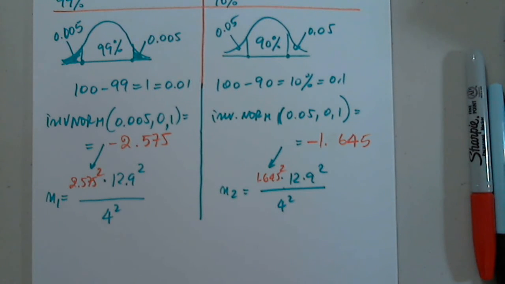Good, so then all I need to do now is put left parenthesis, 2.575, I meant to say, times 12.9, everything divided by 4. And I square the whole thing once, because I'm lazy. I don't want to put square here, square here, square here. Everything is squared, so I'm going to do this. And then for the other one, I will replace 2.575 by 1.645.